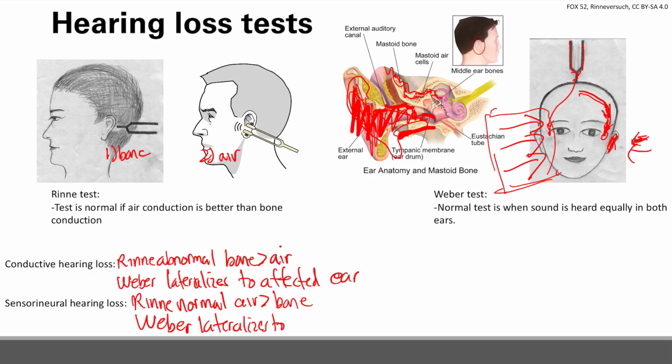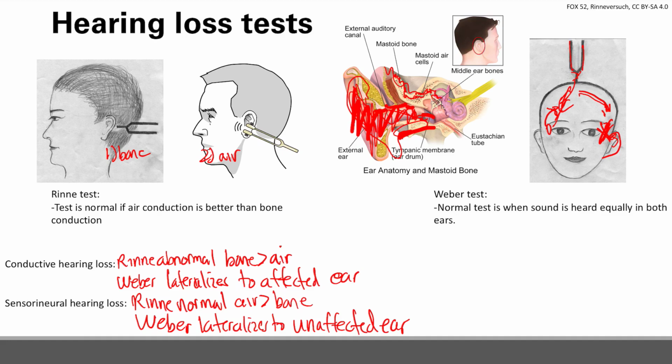Now this one, we're going straight to the inner ear again. Let's erase all this. When we take our sound straight to the inner ear, this inner ear is not working. This is the affected ear, okay? This inner ear is not working. This inner ear is working and sends sound to the brain. So your sound from the tuning fork is going to lateralize to the unaffected ear.